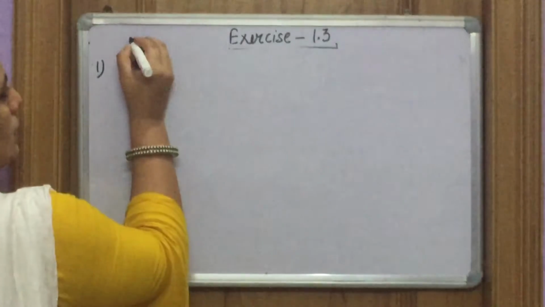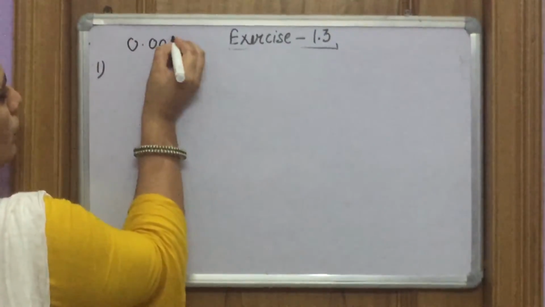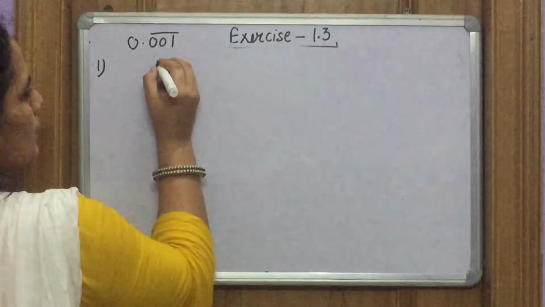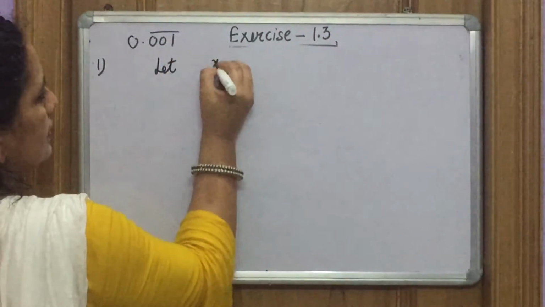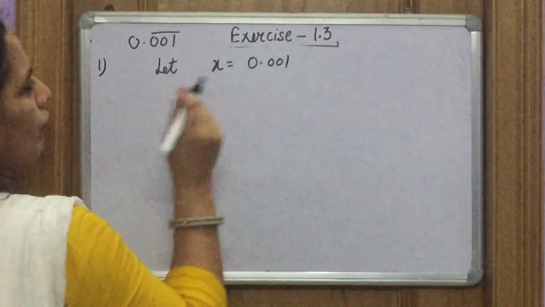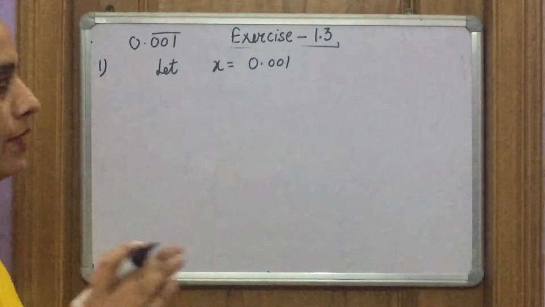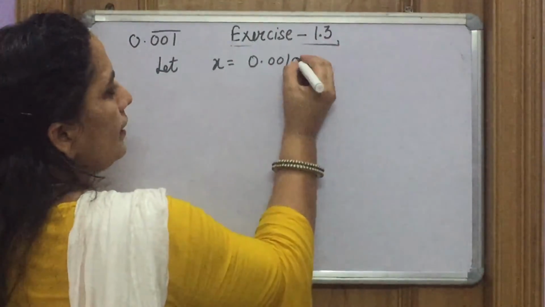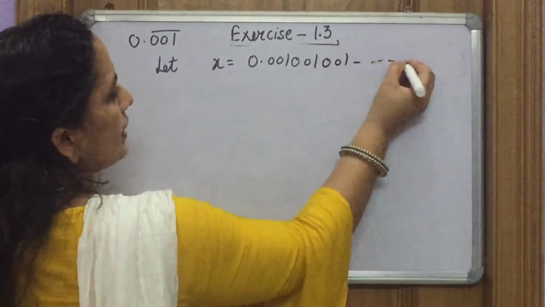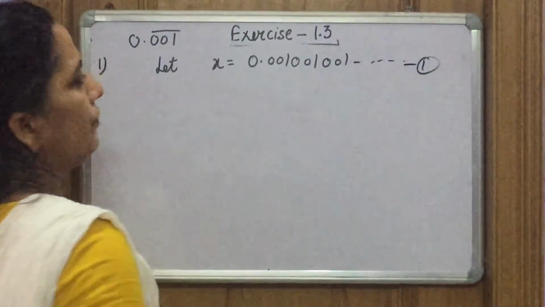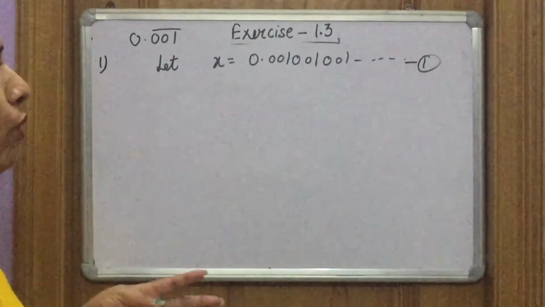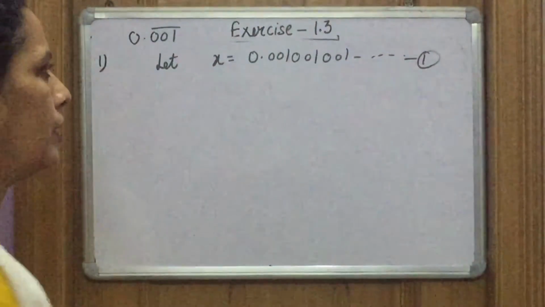Number is 0.001 and bar. So first step is, let us suppose this number is equal to x and here we have bar upon 3 numbers and just remove the bar, then we will write here 001, 001 and so on, and this is our first equation. We will follow the same method which we have already done in part number first.